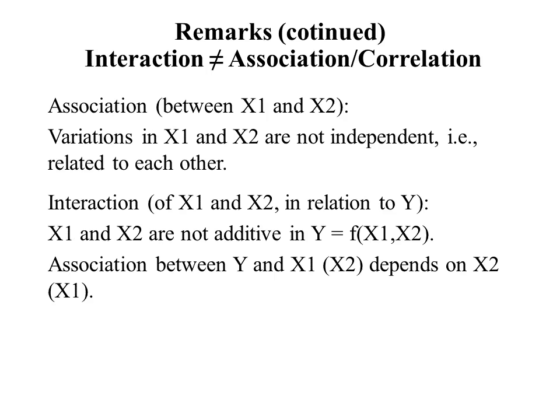If there is an interaction between x1 and x2 in relation to y, the association between x1 and y depends on x2, and similarly, the association between x2 and y depends on x1. It is possible that there is a strong interaction between x1 and x2, in relation to y, even if x1 and x2 are not associated with each other at all. So, it is important not to confuse interaction with association.